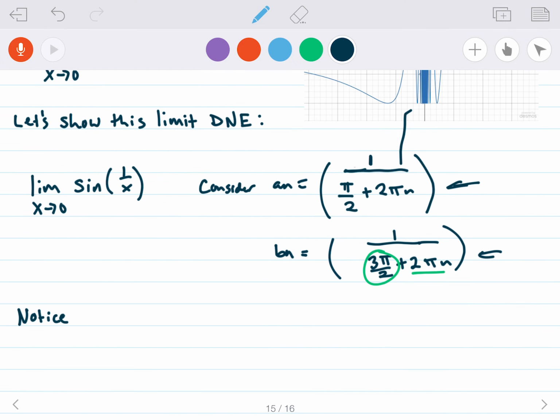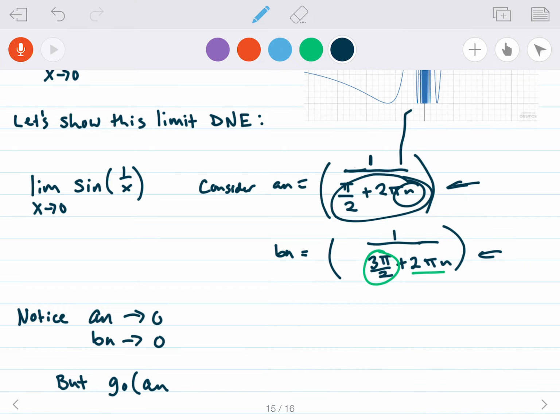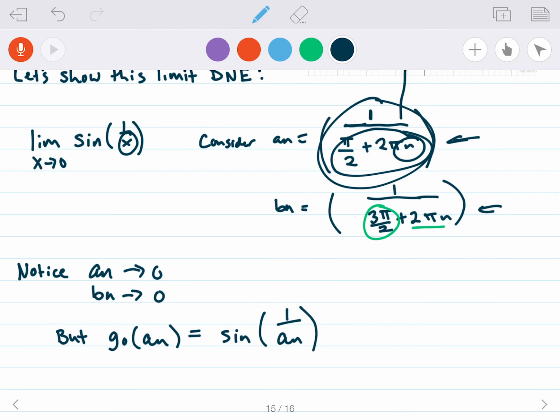Notice that a sub n converges to 0. As n gets really, really large, this denominator is getting very large, and hence the whole thing goes to 0. And likewise for b sub n. But if we look at g naught of a sub n, if I just plug a sub n into my function, I get sine of 1 over a sub n, and 1 over this is simply pi over 2 plus 2 pi n.